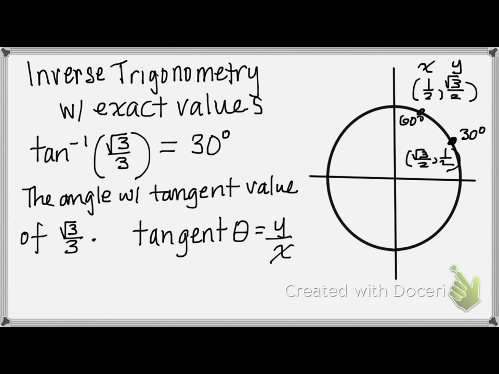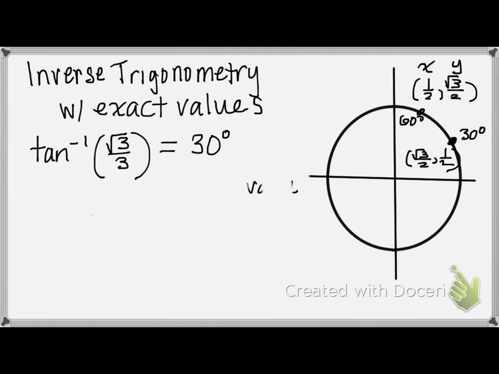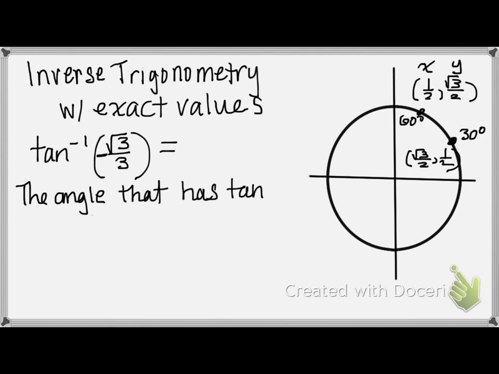Okay, now here's where the difficult part is. I'm just going to change one thing here. I'm going to change the sign to a negative. So I've got negative rad 3 over 3. Now I have the same interpretation. It's the angle that has tangent value of negative rad 3 over 3.